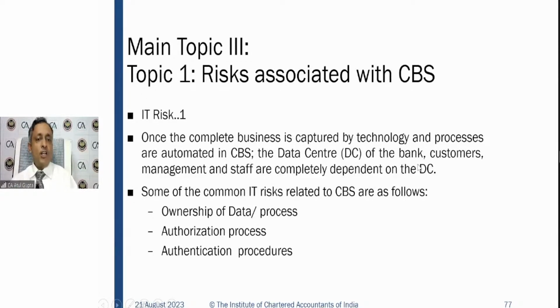Some of the common IT risks related to core banking include ownership of data and process. Who owns all this? What are the authorization and authentication processes? So ownership technically has to reside with the bank itself. It's a good discussion. We are trying to read the word ownership. So who owns data? Now, most of the data that any bank has relates to a third person.